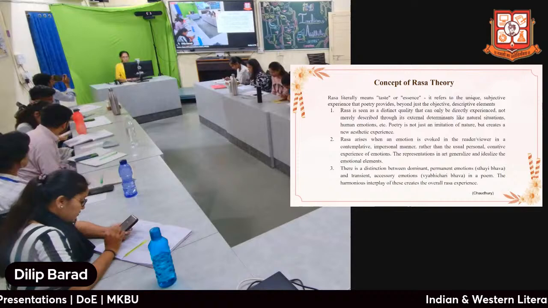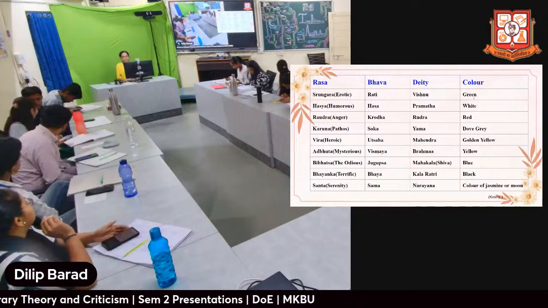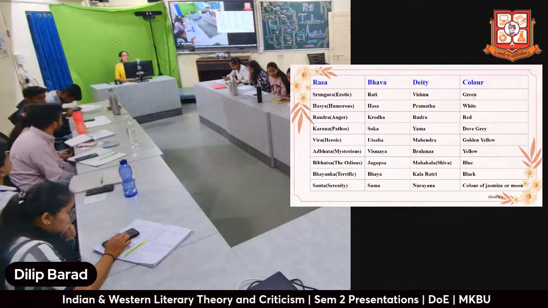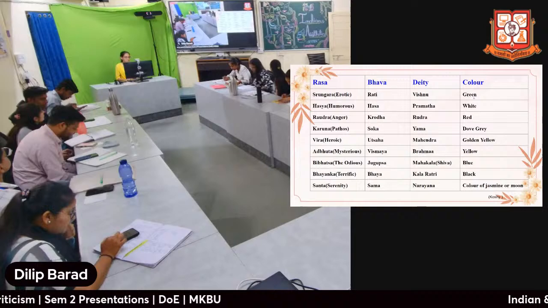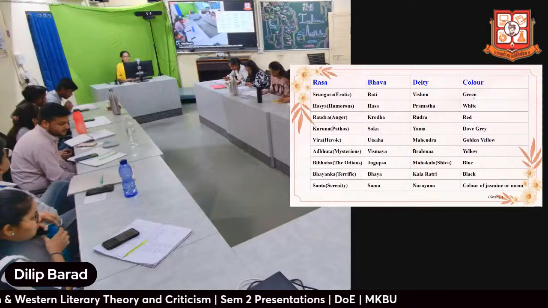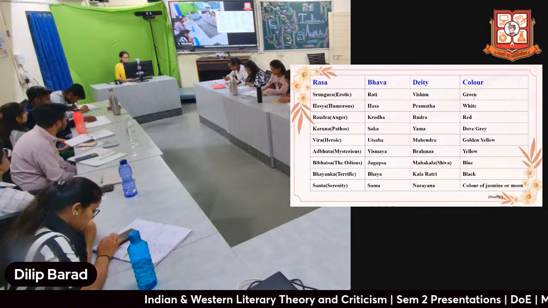These are the nine rasas. This is the table taken from Swapna Koshya's book. These nine rasas Bharat talks about in the Natyashastra, in the sixth chapter, written in Anushtup Chand: Shringar, Bhav of Rati; Hasya, Bhav of Hasa; Raudra, Anger, Bhav of Krodha; Karuna, Pathos, Bhav of Shoka; Veer, Heroic, Bhav of Utsaha; Adbhut, Mysterious, Bhav of Vismay; Bibhatsa, the odious, Bhav of Jugupsa; Bhayanak, terrific, Bhav of Bhaya; Shanta, Bhav of Sama.